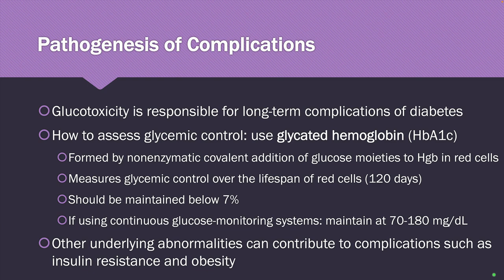So, there are other ways of measuring glucose over the long term. There are continuous glucose monitoring systems. When you use those, you just have to make sure that your glucose levels are between 70 to 180 milligrams per deciliter.